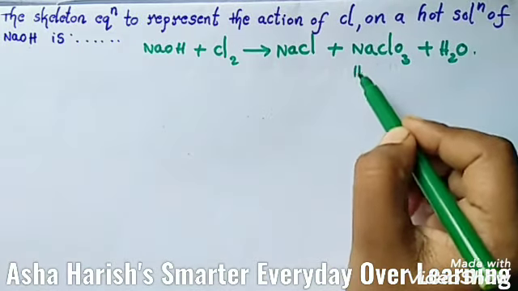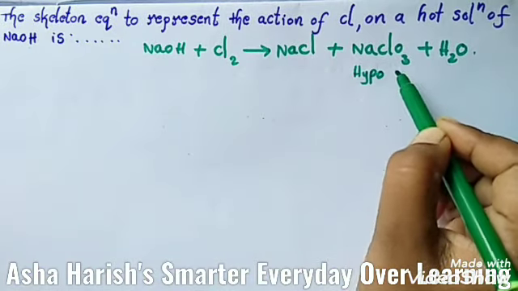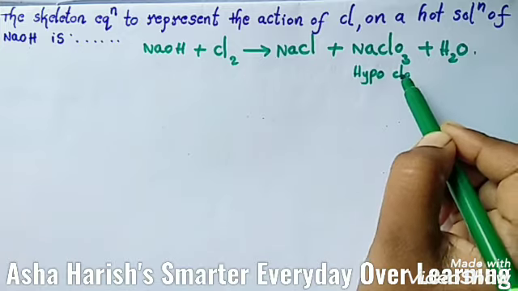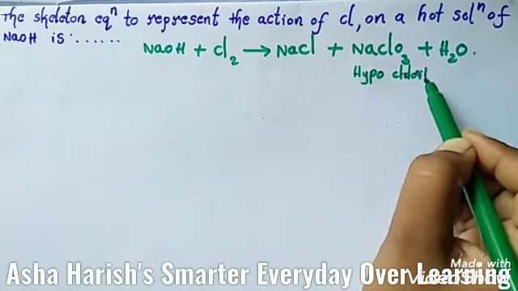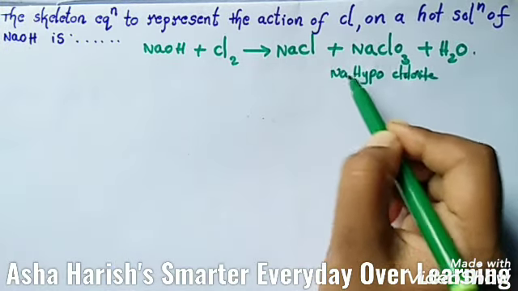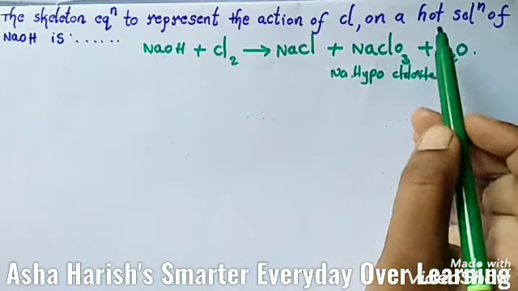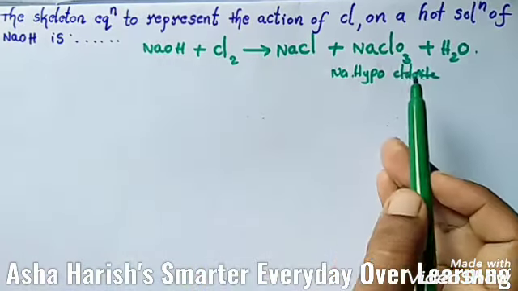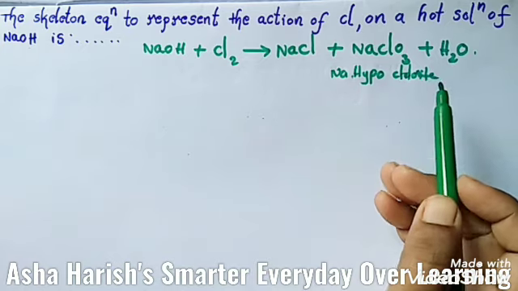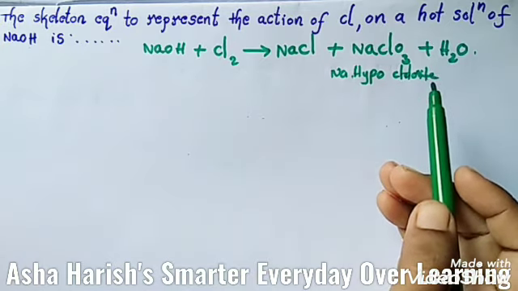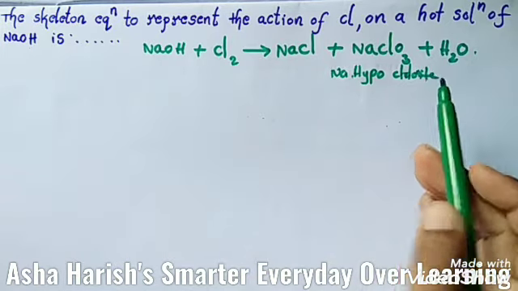NaClO3 is sodium chlorate. Now balance this equation by the method of partial equations. That is the question. Okay students, let's do the solution for this.